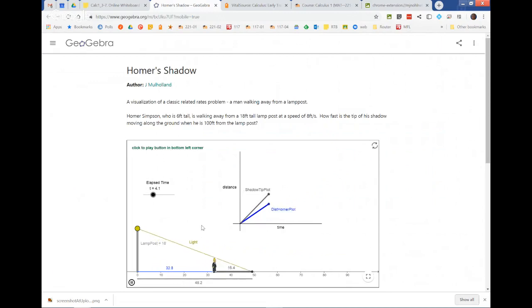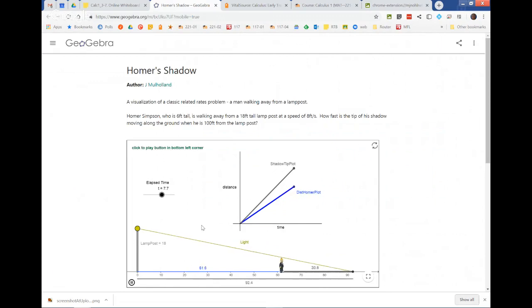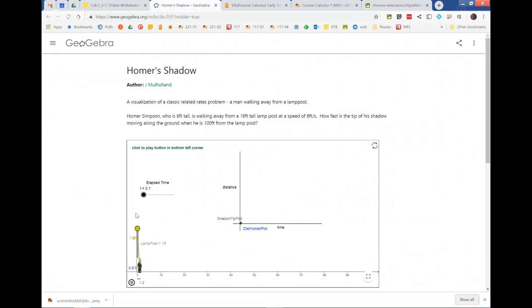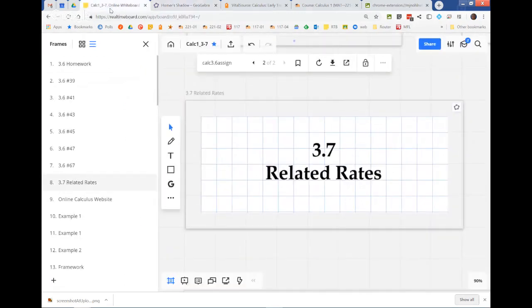So what we're going to do is differentiate with respect to time today. So we're going to be doing d/dt. Otherwise, it's what we've learned before.